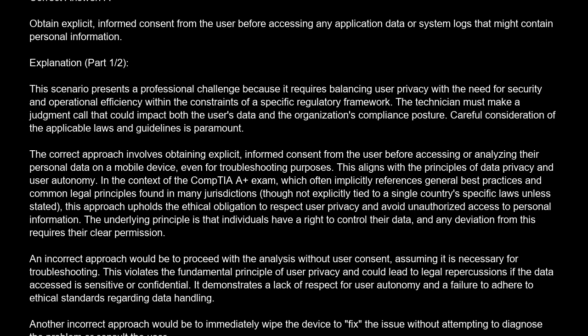The technician must make a judgment call that could impact both the user's data and the organization's compliance posture. Careful consideration of the applicable laws and guidelines is paramount. The correct approach involves obtaining explicit, informed consent from the user before accessing or analyzing their personal data on a mobile device, even for troubleshooting purposes. This aligns with the principles of data privacy and user autonomy.